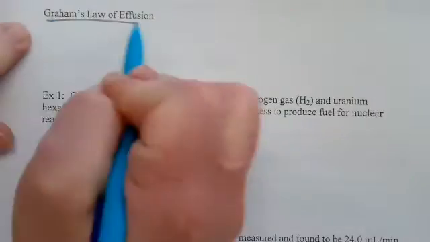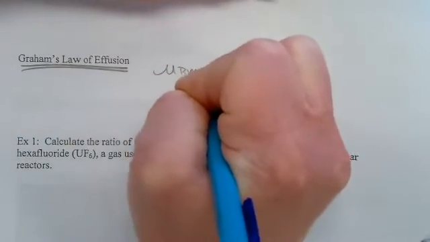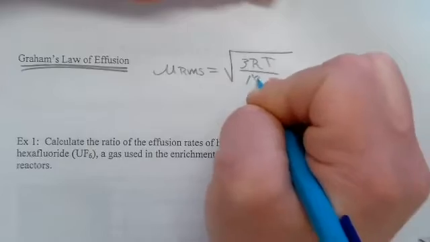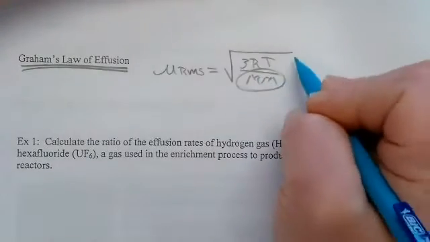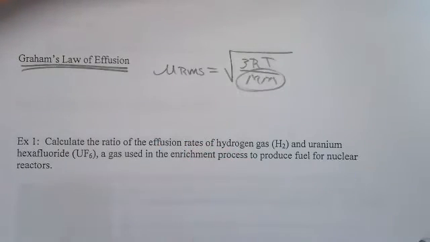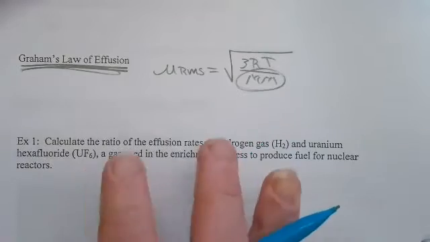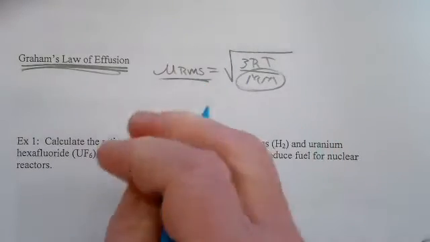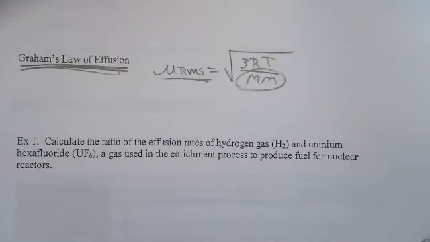All right, Graham's law of effusion. Remember, root mean square velocity. How fast a gas is traveling is dependent upon its temperature, but also its molar mass. So we know the greater the molar mass, the lower the speed. Okay, well, really, when we're talking about Graham's law, we're comparing the movement of gases. In fact, the speed, which then influences the rate of effusion.